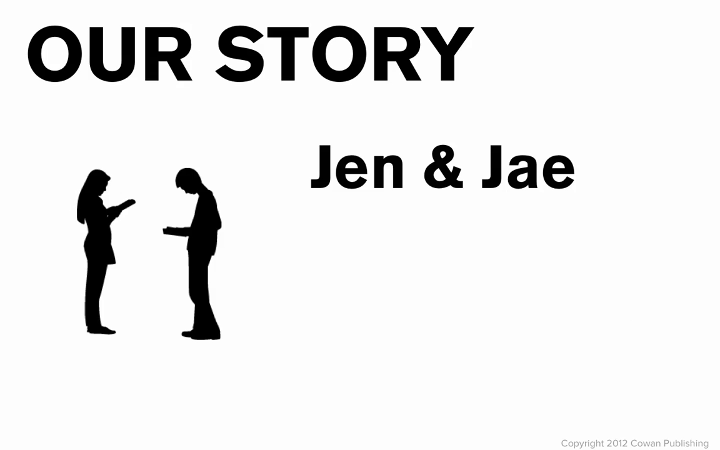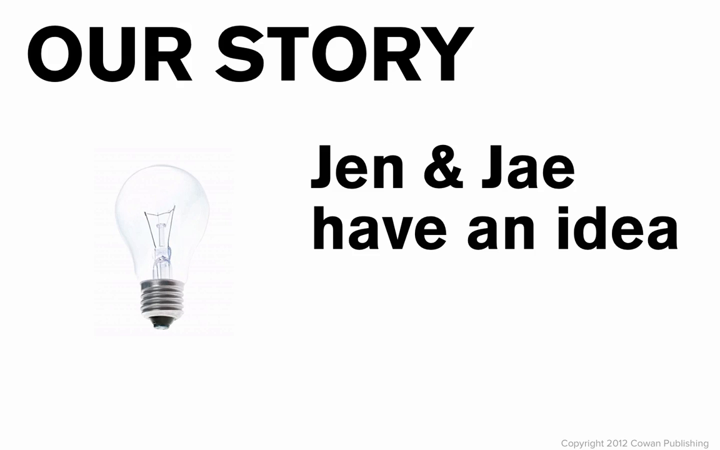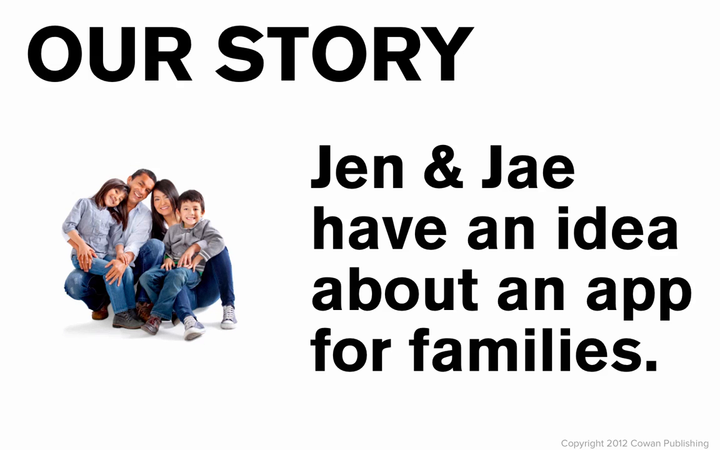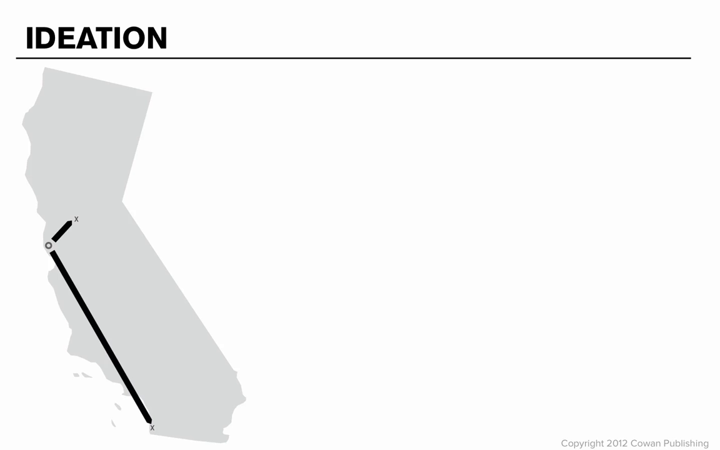Jen is a general manager and marketer at a software company, and Jay is a freelancer who is a designer, but he taught himself programming. They have an idea about an application for families. There's a few things in the space, but nothing's emerged as really dominant yet, and they think they're the ones to do that. First, we'll talk about ideation.